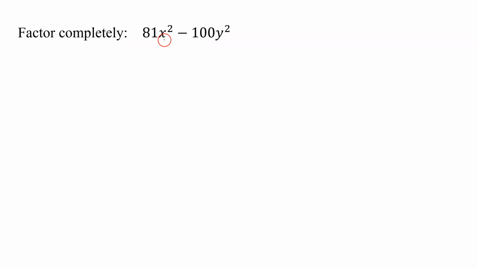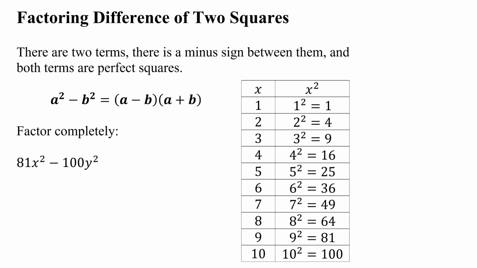The first term has x's in it, but the second term doesn't. The second term has y's in it, but the first term doesn't, so there's no common variable factor either. As there is no common factor between these terms, we now look at how many terms there are. Well, I only have two terms, and the two terms are connected by a minus sign. So is this the special case, the difference of two squares? So let's look at what happens with the difference of two squares.